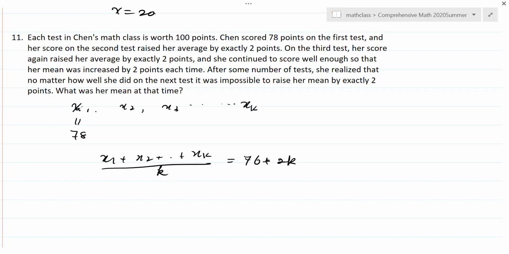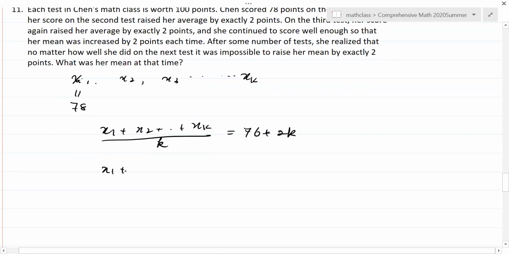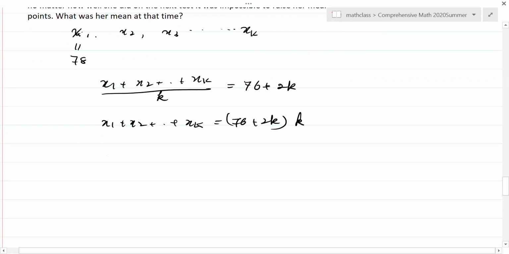Why is it 76? You can take a look at it. So this is an identity, right? Then you add them together, so you get the general formula. So you can tell the total of the scores. The total score depends on how many tests you take, so you can figure out the total score.